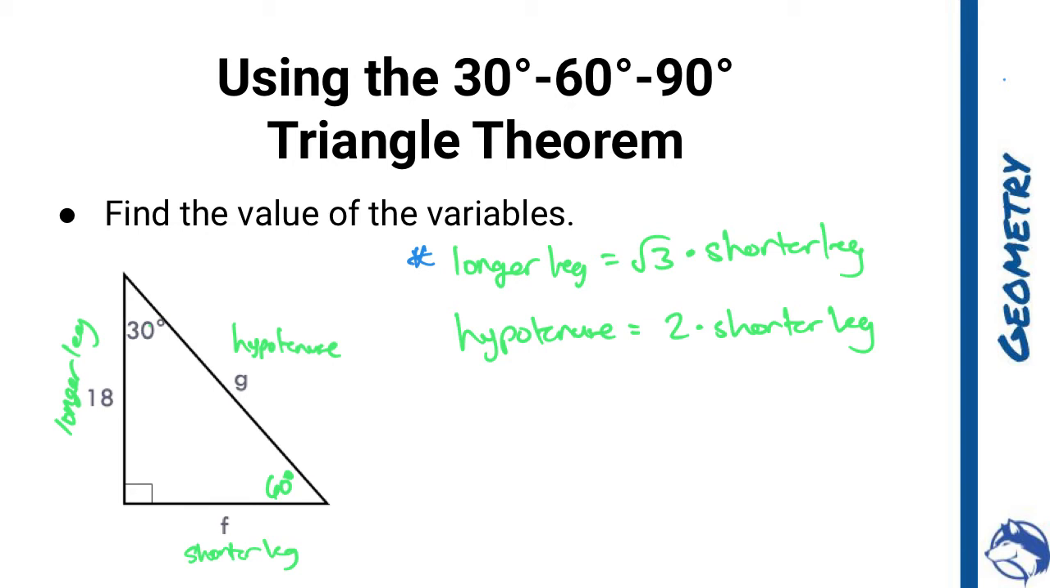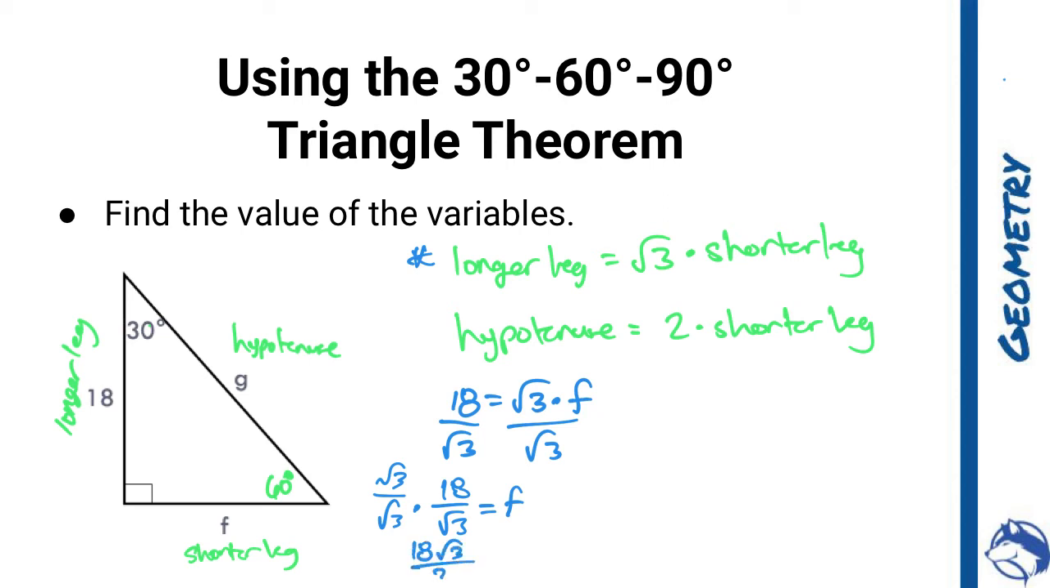So I'm just plugging in the pieces. Well, longer leg is 18, and shorter leg in this scenario is F. So all I have to do is solve for F by dividing by the square root of 3. So 18 over the square root of 3 is equal to F. Well, remember, we can't have square roots in the denominator, so I have to multiply by the square root of 3 over the square root of 3. And after you get that, you get 18 square root of 3 over 3 is equal to F, which we can reduce, and we can say that this is 6 square root of 3, which is equal to F.